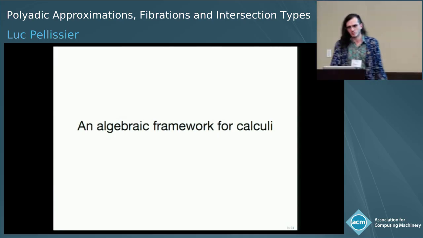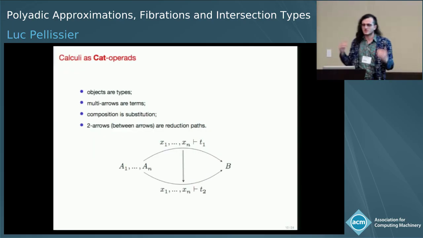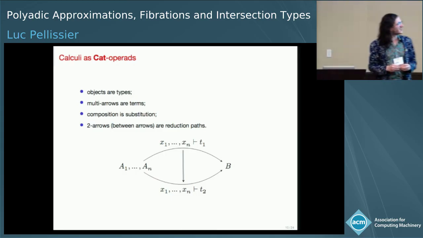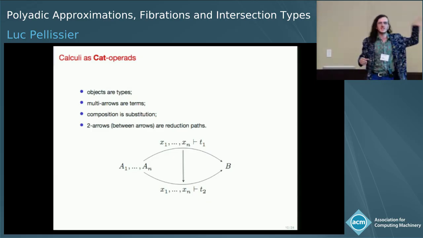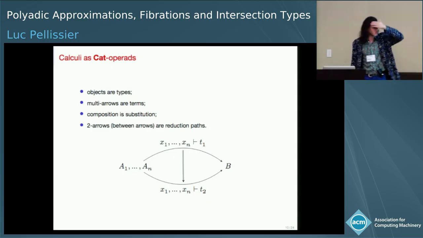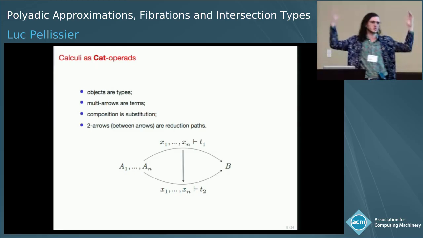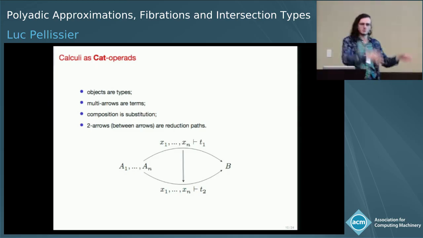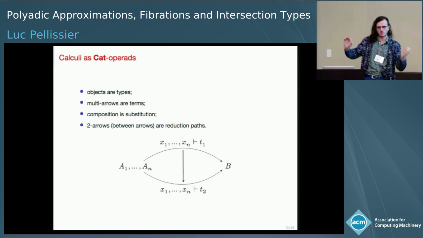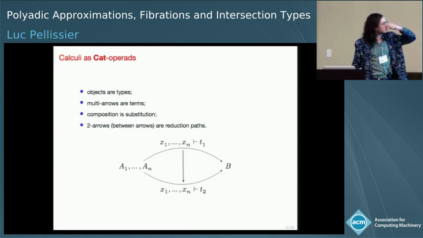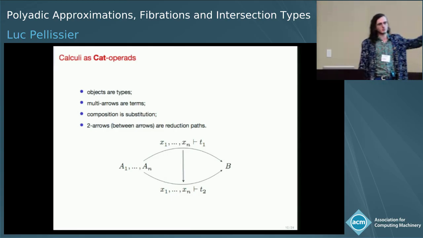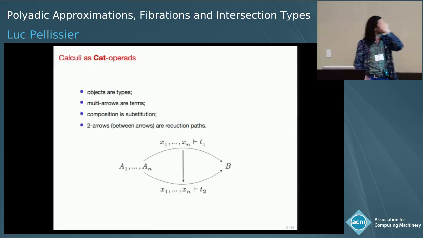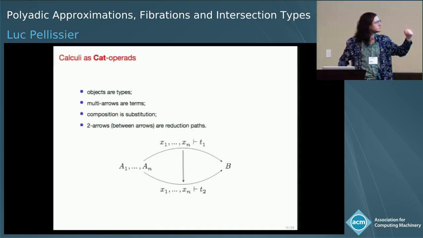This algebraic framework is higher categories. So I'm sorry about it. We will represent calculi as cat operas. So what's a cat opera? It's a category-like structure with objects and multi-arrows between objects. What's a multi-arrow? It's exactly like an arrow, but it has multiple inputs and only one output. Multi-arrows are terms with their free variables as inputs. Composition is substitution, if you will.